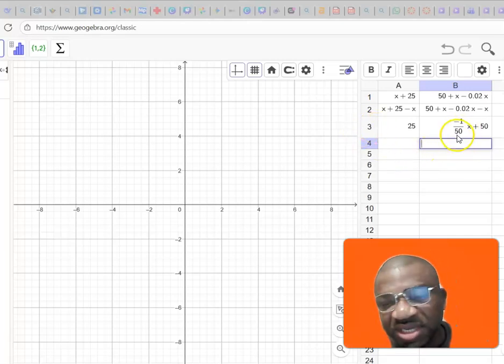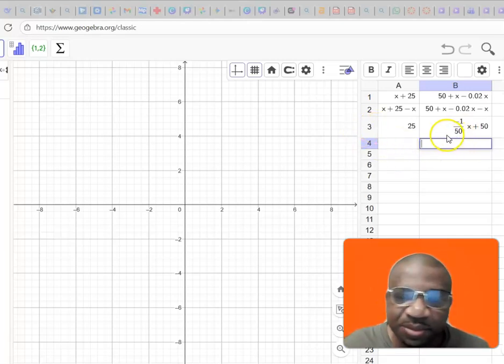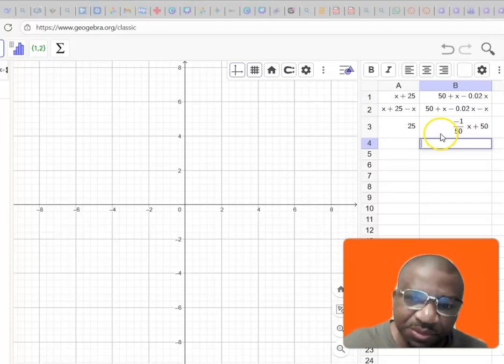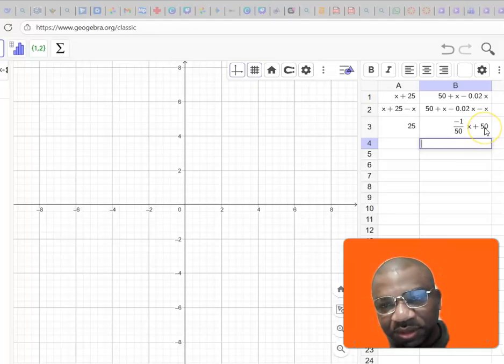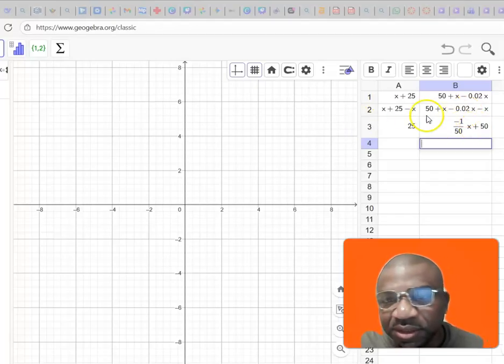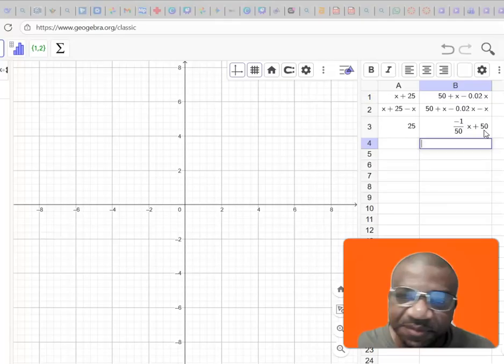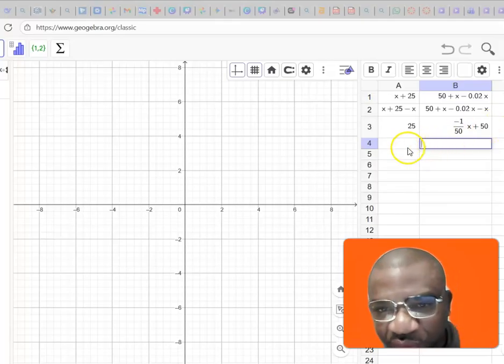So it's just like collecting the like terms on both sides of the equation. We have succeeded in moving x on one side of the equation. So let's also move the constant. We have variable x is the variable. We have the constant here is 50 and 25. So let's see how we can move 50 on the other side of the equation.